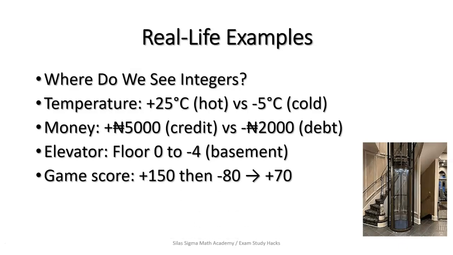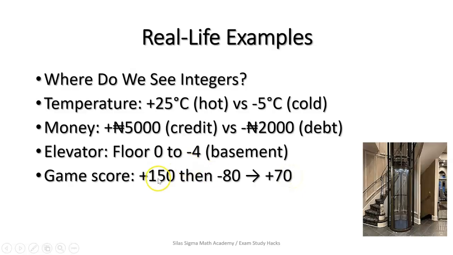Alright, then we have game score. You can see a team having plus 150 points, and you can see another team having negative 80 points, meaning plus 150 means that this team is gaining more points, while these other ones are losing more. So if we take the difference, that will give us plus 70.